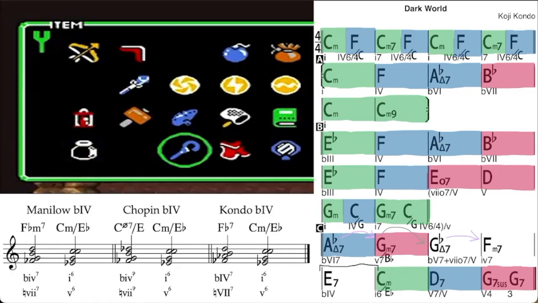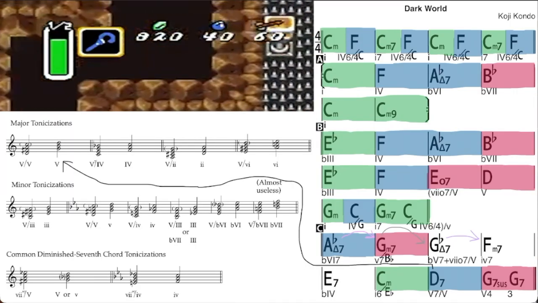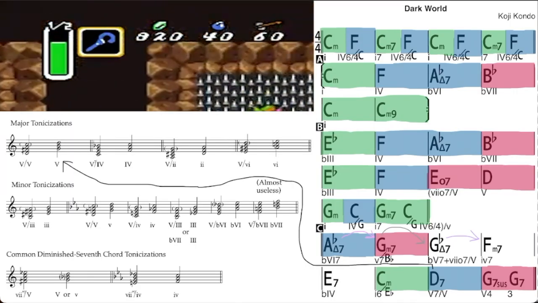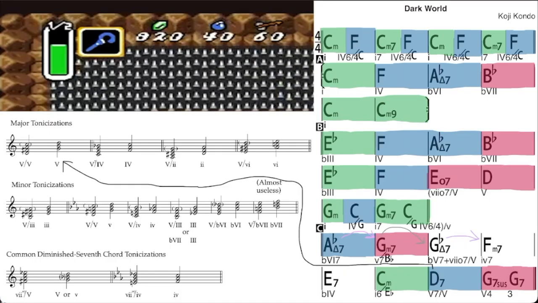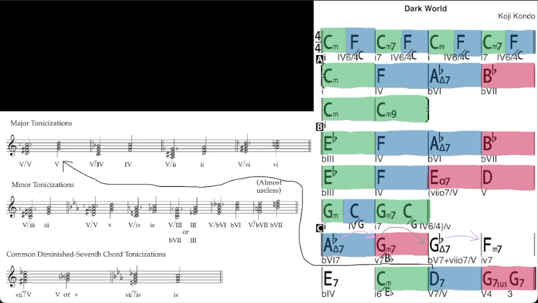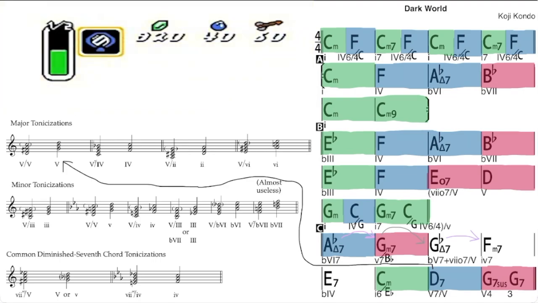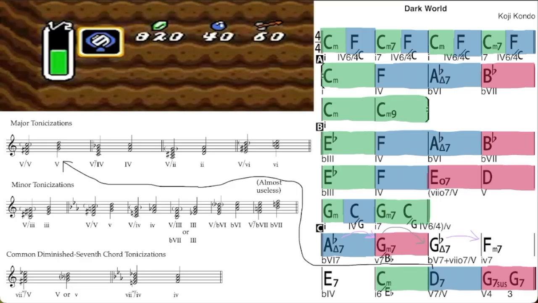Yeah, very unusual. And then we get this 5/7 of 5, which is just a normal tonicization. Which then we go, which is our 5 chord. And that's the most common tonicization. So that one isn't that weird.